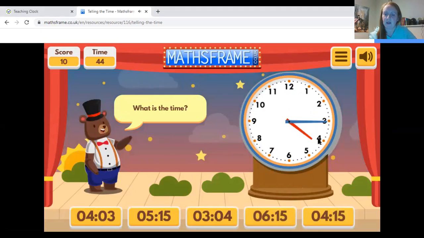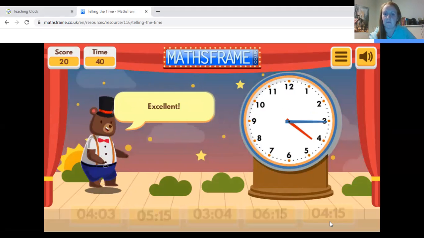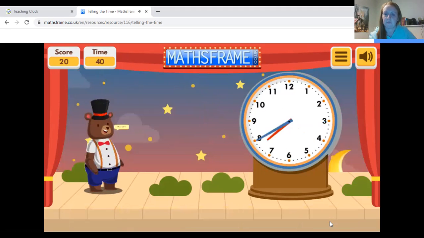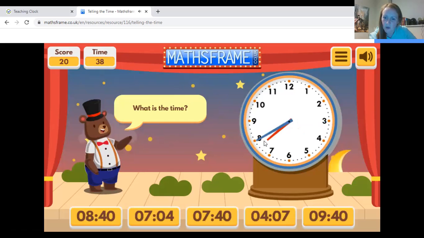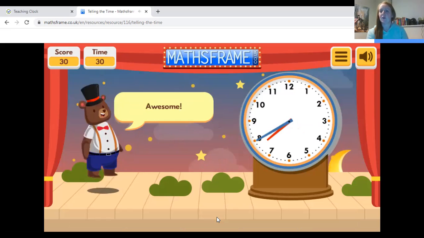So hour hand is on a 4, 5, 10, 15, 4:15. Okay, so the hour hand isn't quite on the 8, so it must be 7, 5, 10, 15, 20, 25, 30, 35, 40, 7:40. So you get the idea.